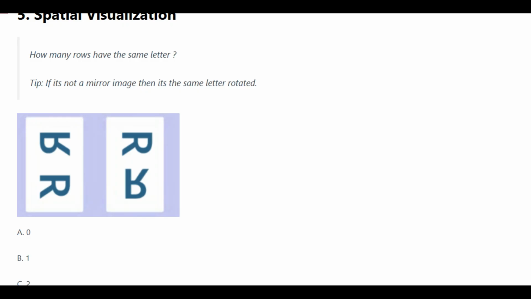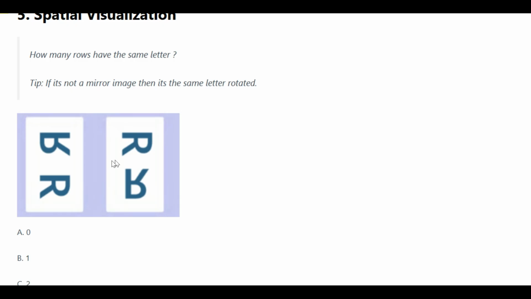So here you can see, how many rows have the same letter? If it's not a mirror image, then it's the same letter rotated. It's a tip from Heycademy basically. In this case, you need to figure out how many rows have the same letter. So for example, if this R has been rotated a few times and it becomes this, then it's the same letter. But in case it's a mirror image, it's not the exact same letter, and in that case, it's a different letter.